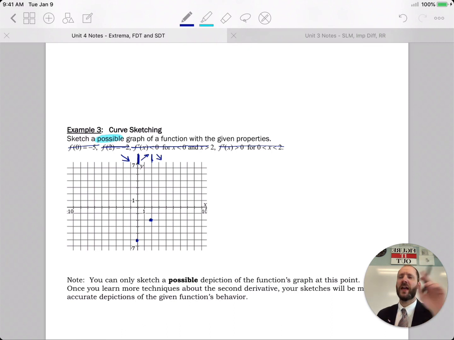Okay, we're kind of halfway there to making accurate graphs. We'll get all the way there later. Right now, only making a possible one. So do that, check what you have against what I have. They won't be identical, but they should be similar enough.